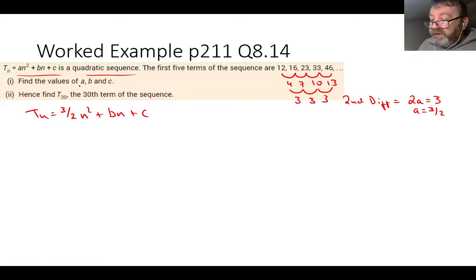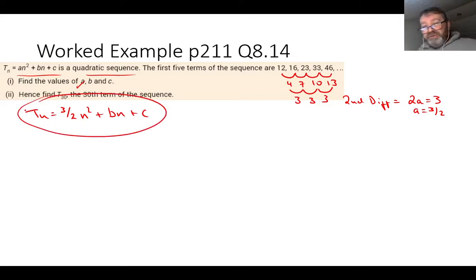So now we've got a. Look at part 1. Find the values of a, b and c. I have discovered a. So find b and c. Go back to what I told you in the first 3 chapters of book 1. If you are being asked to work out 2 variables, you can only do that with a pair of simultaneous equations. So I need to take this formula and get it to generate 2 equations that I can solve simultaneously. So if I want to find b and c, I have to know the value of n, and I also have to know the value of a given term.